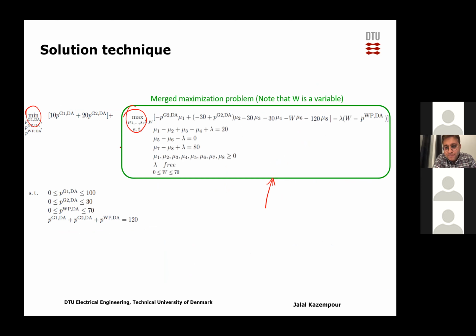Clear? I'll finish in 5 minutes, then we will have a break. I just like to make sure that the robust part is finished. Any questions so far? And now, as you see, in the merged problem, W is a variable. It's a merged nature plus real-time problem.